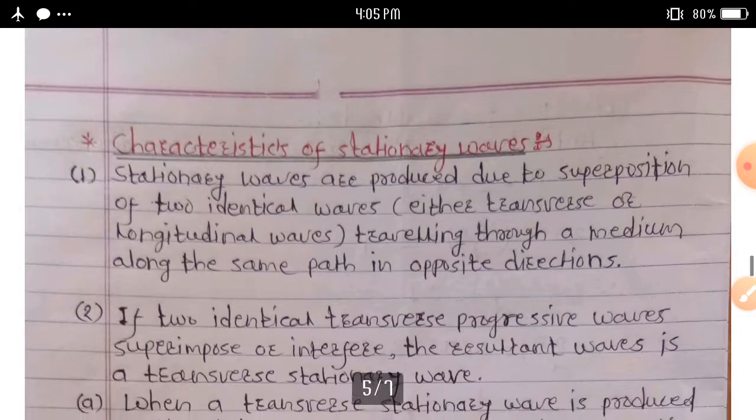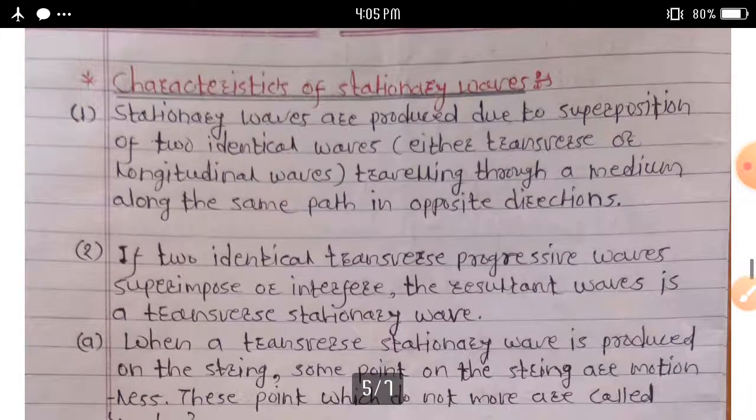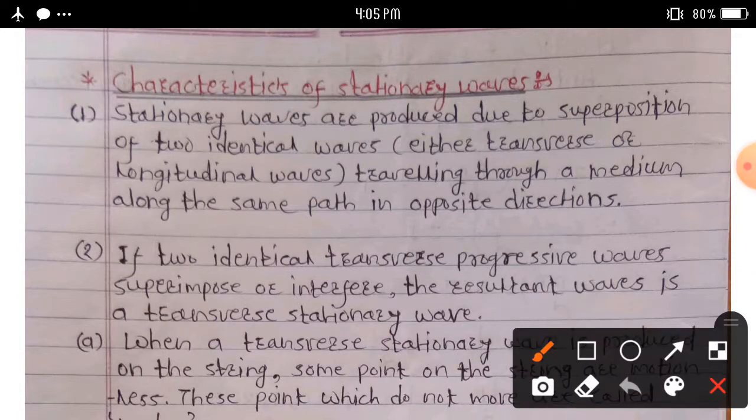Then we discuss another topic. Next one is the characteristics of stationary waves. First characteristic: stationary waves are produced due to superposition of two identical waves, either transverse or longitudinal, traveling through a medium along the same path in opposite directions. This is the first characteristic.